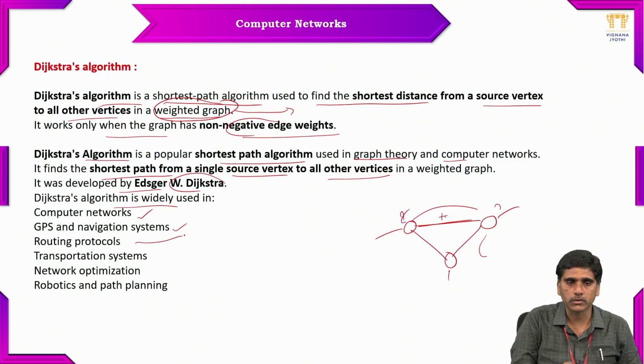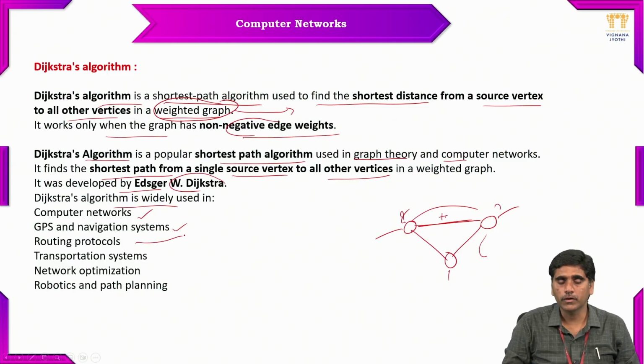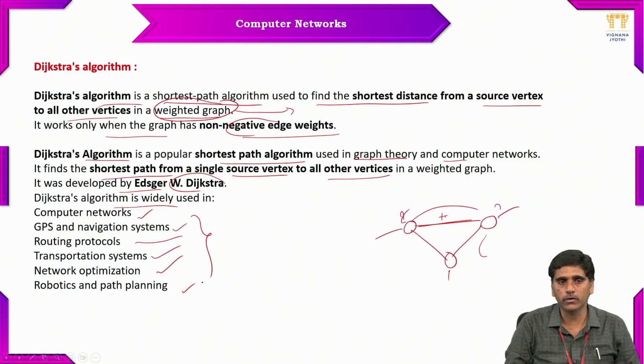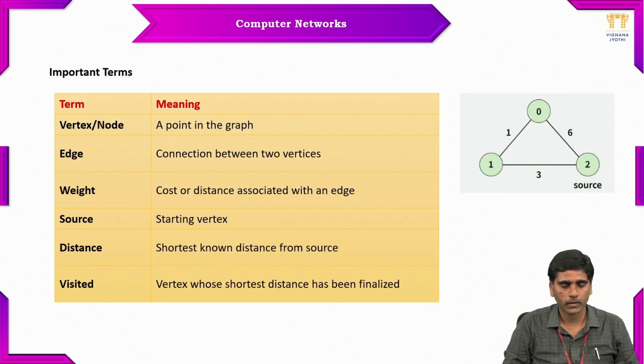And routing protocols. In routing protocols also, we use this algorithm to find each and every node's distances. And transportation systems, where we use it to find the shortest distance, network optimization, and robotics and path planning. So these are the different application areas where you are going to use this shortest path algorithm, the Dijkstra algorithm.